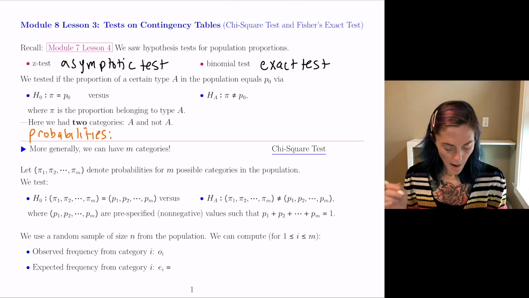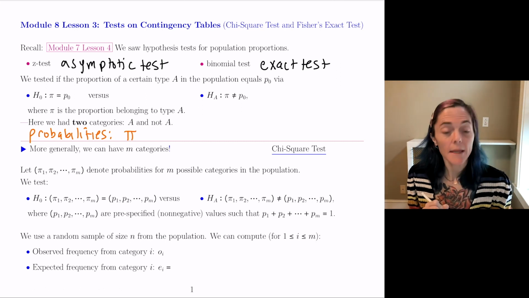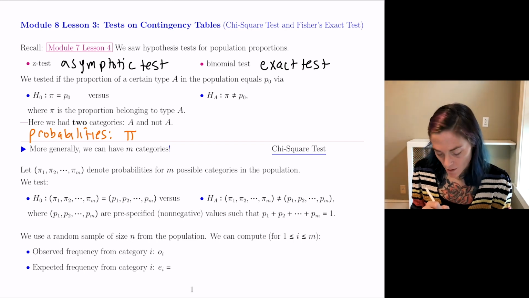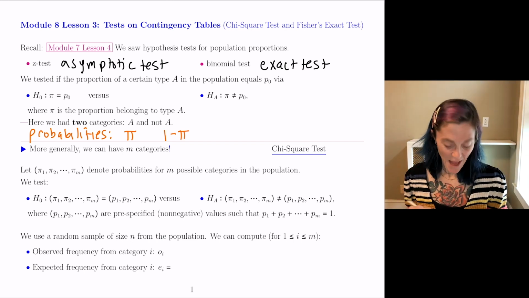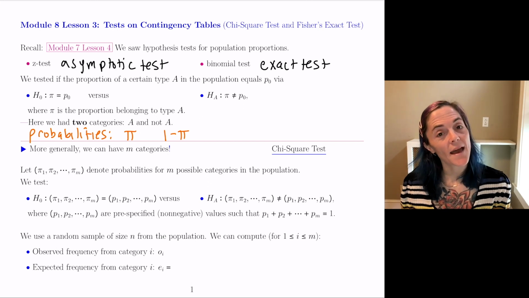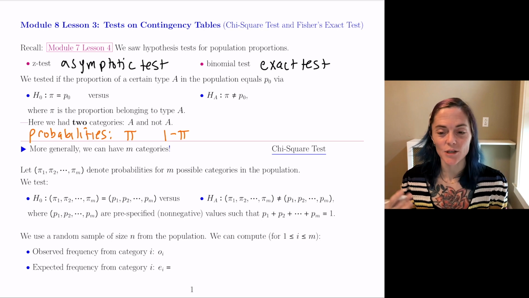Now, we can write the probabilities underneath. A has probability pi, that was the proportion belonging to type A. Not A would have probability 1 minus pi, like this. More generally, we can have M categories. Here I think about M as being bigger than 2.